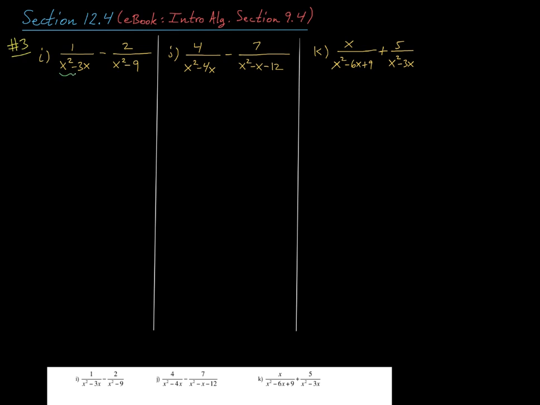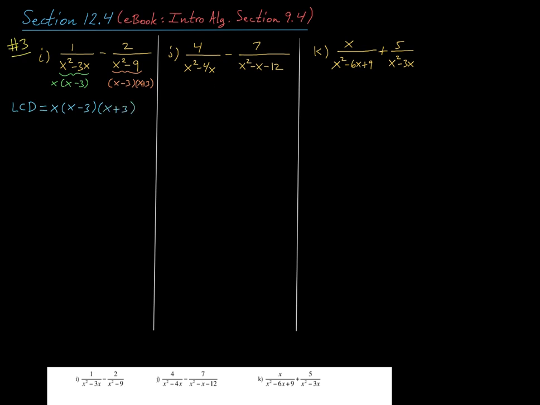And to do that, we're going to factor each denominator. So I have x times x minus 3 for the first denominator, and then x minus 3 times x plus 3 for the second denominator. And so for our LCD, I'm going to need an x, a minus 3, and an x plus 3.